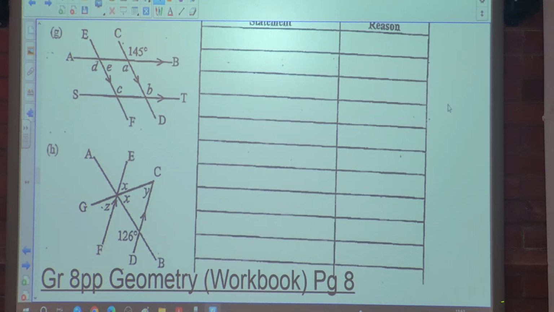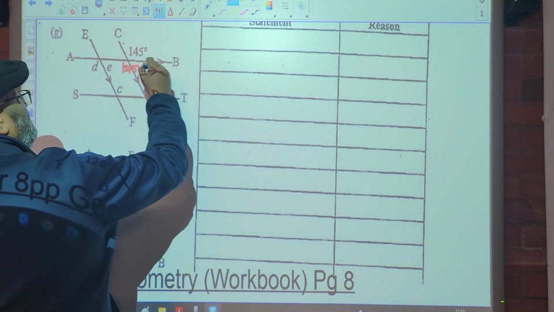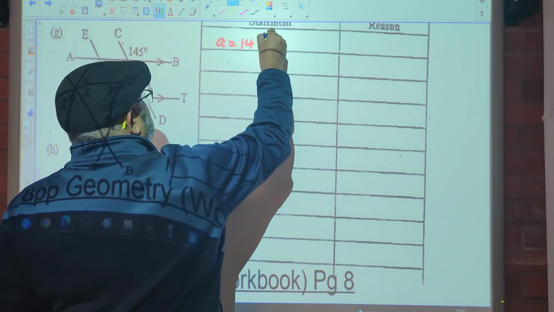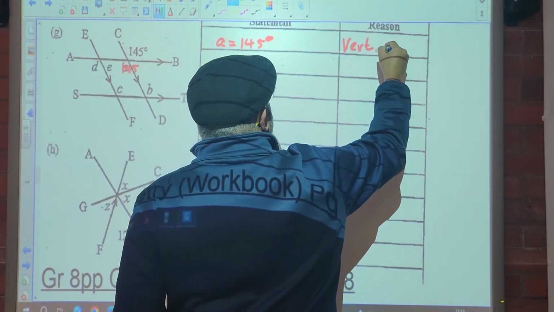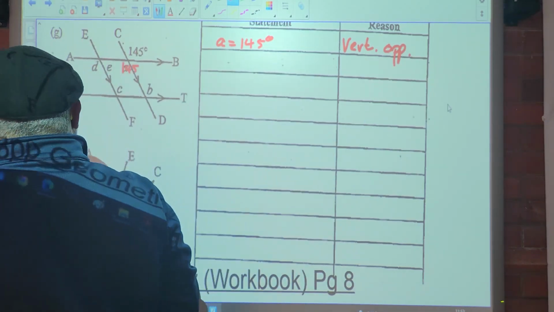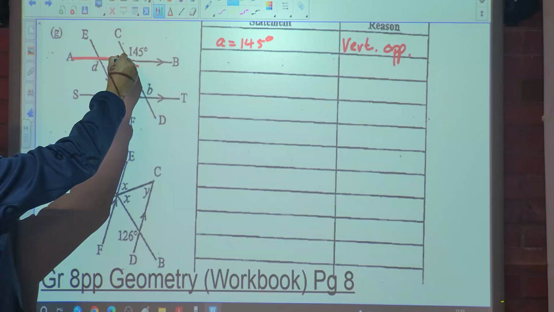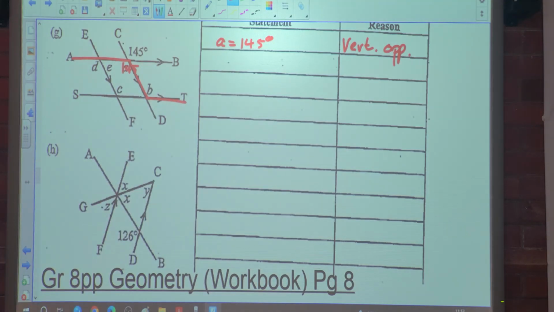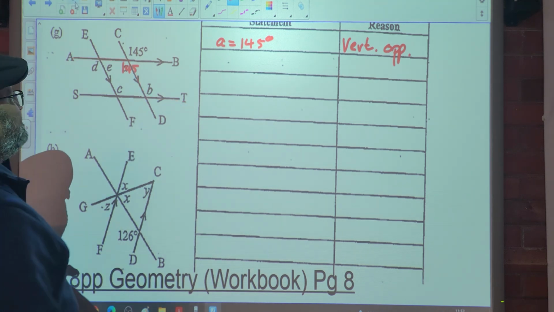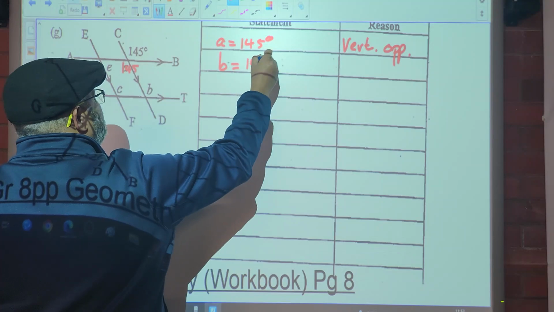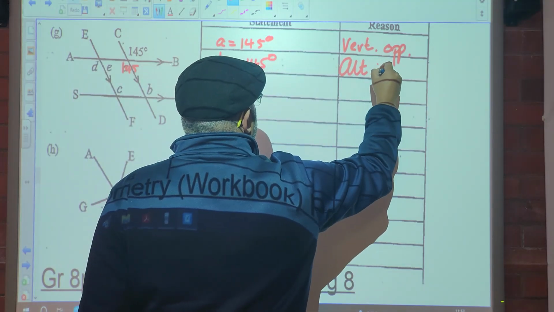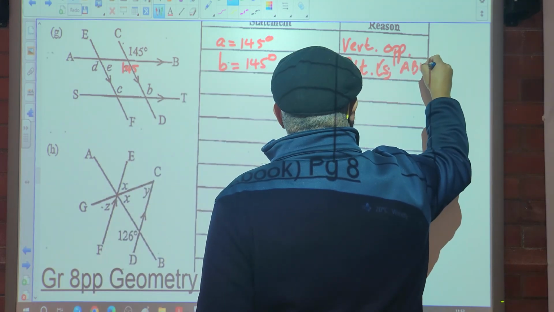Right. Now you're going to calculate A. That's the opposite. So A is equal to 145 degrees, vertically opposite. And you calculate B. Corresponding or alternate? Can you see there is a Z? If you had written corresponding, full marks in here. B is equal to 145. So alternate angles with AB being parallel to AC.